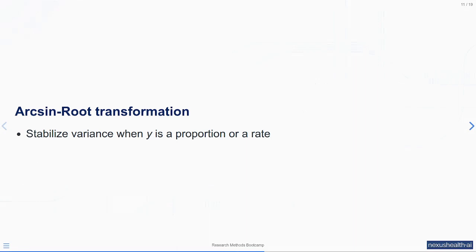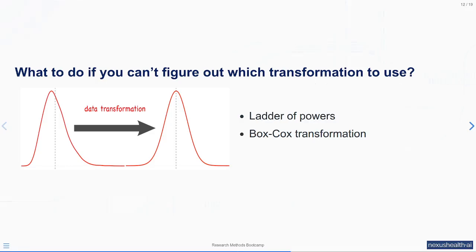So we're looking at rates. Remember, rates have to do with time, so we can use the arcsin-root transformation for rates or proportions. So what to do if you can't figure out which transformation to use? In this graphic here, we see a right skewed distribution, which is now transformed and becomes normally distributed.